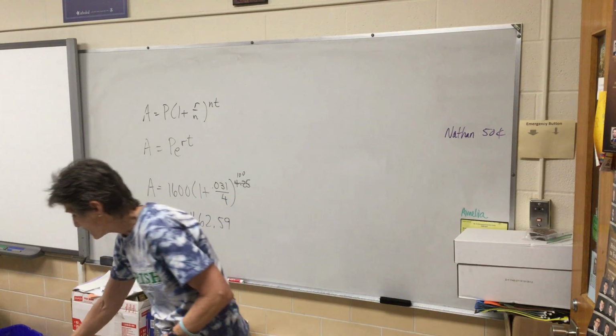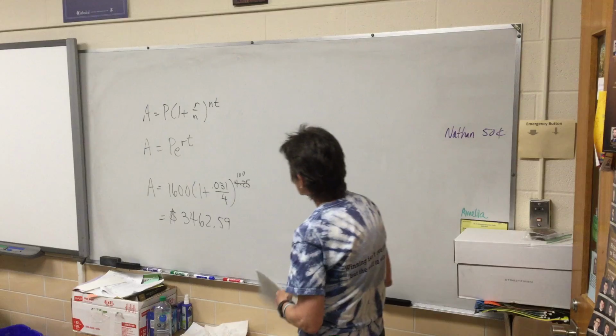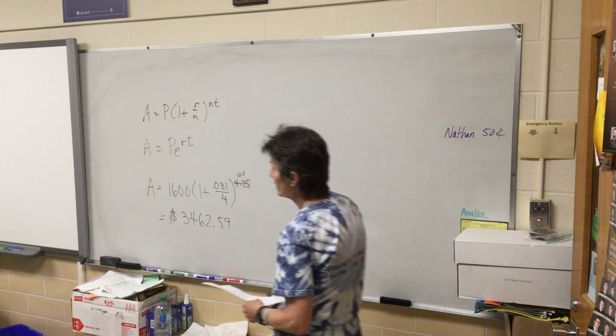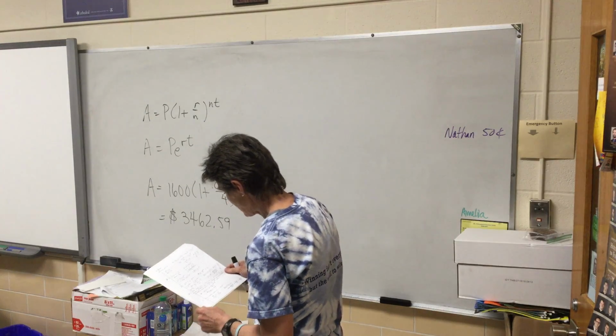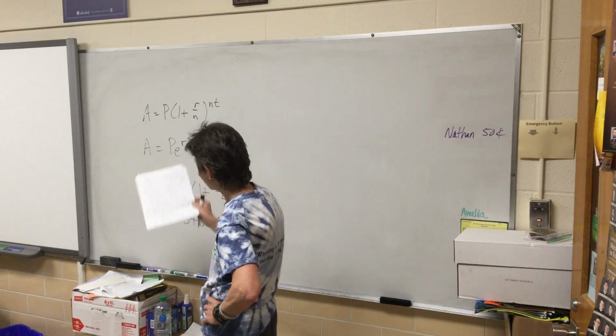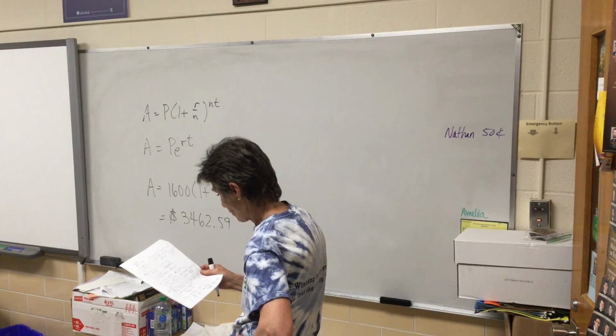If I were going to use the other formula, and I think that's on the other review sheet, the problem wouldn't say compounded quarterly, it would say compounded continuously. This is your continuous growth formula.